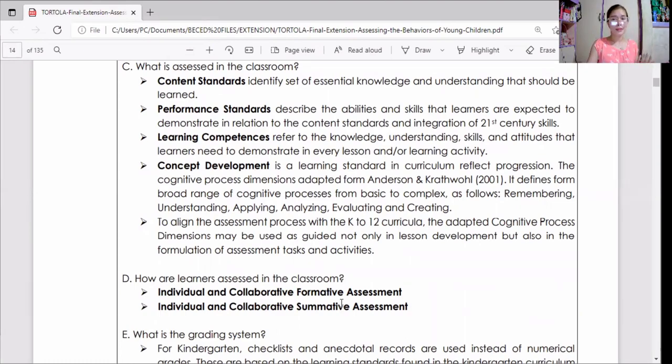Magco-conduct na ang quiz, test, if the young learner understands or met our target. When we say summative assessment, that is equivalent of our first grading, our first quarter exam.